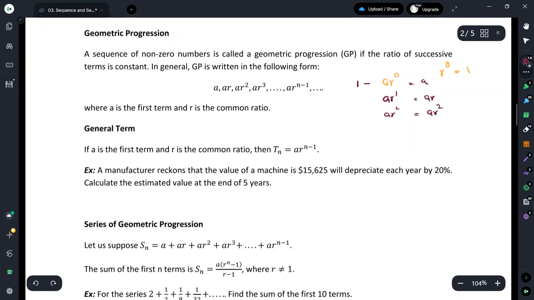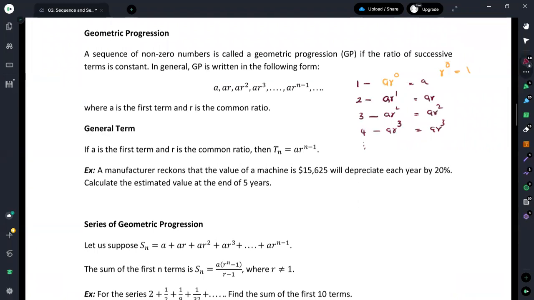Therefore, the first term, then the second term, the third term. If you are writing the fourth term, it is AR to the power 3. Now you can see that if it is the fourth term, we are taking the third power. If it is the third term, we are taking the second power. If it is the second term, we are taking the power as 1. If it is the first term, we are taking the power as 0. Therefore, identifying the pattern here, we can say that the nth term can be taken as AR to the power n minus 1, one less than the term considered.